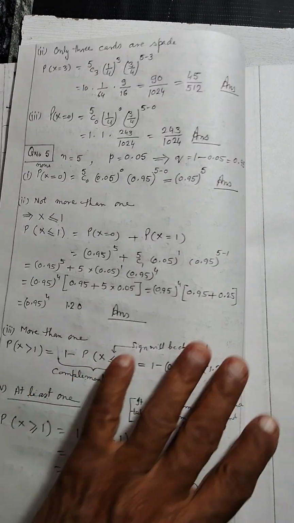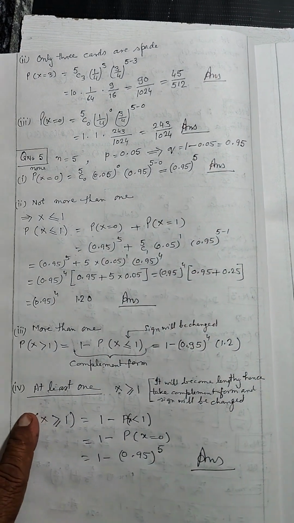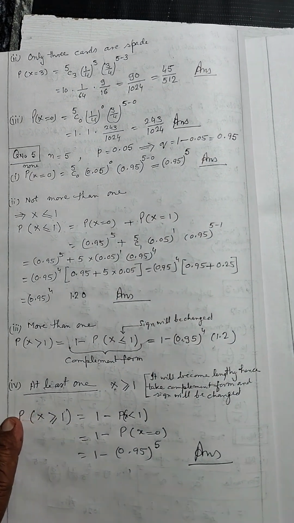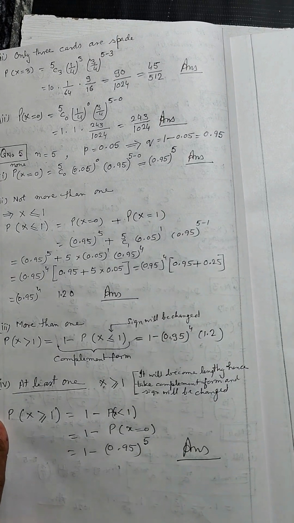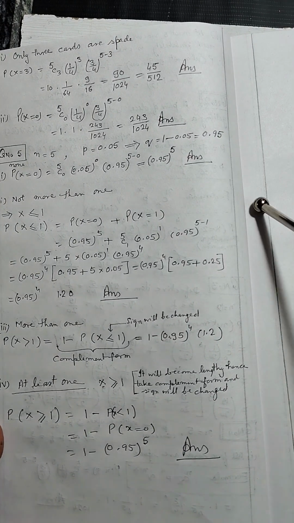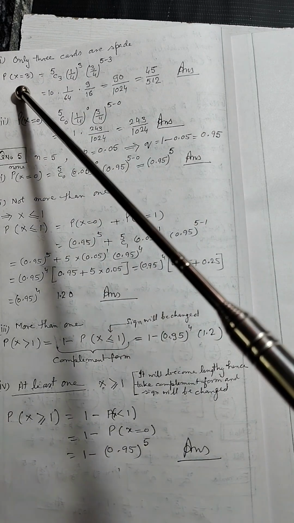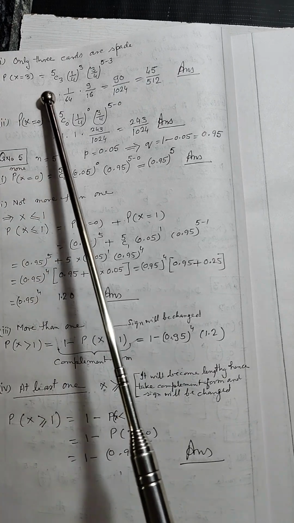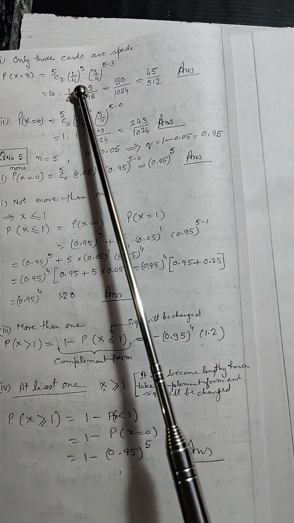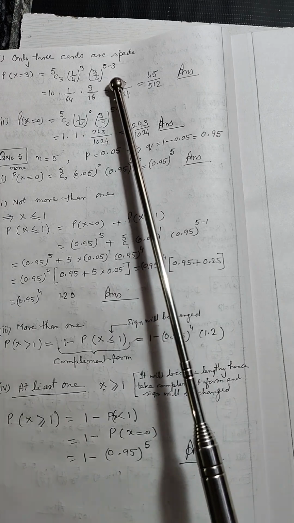Now come to the second part of question number 4. Only 3 cards are spades. So the probability X is equal to 3, 5C3, 1 by 4 raised to power 3 and 3 by 4 raised to power 5 minus 3.